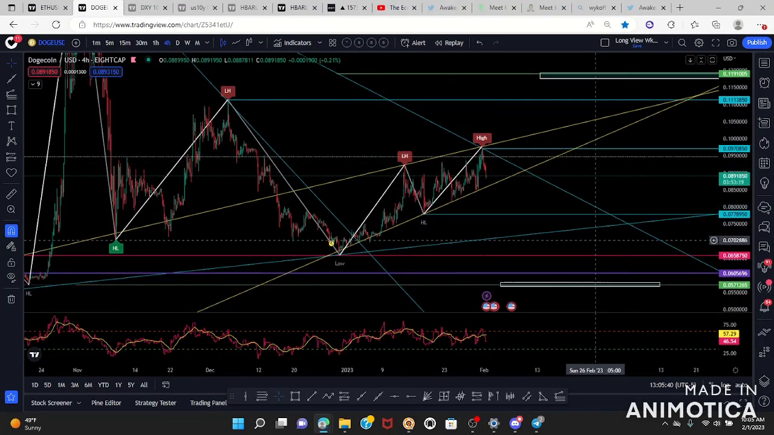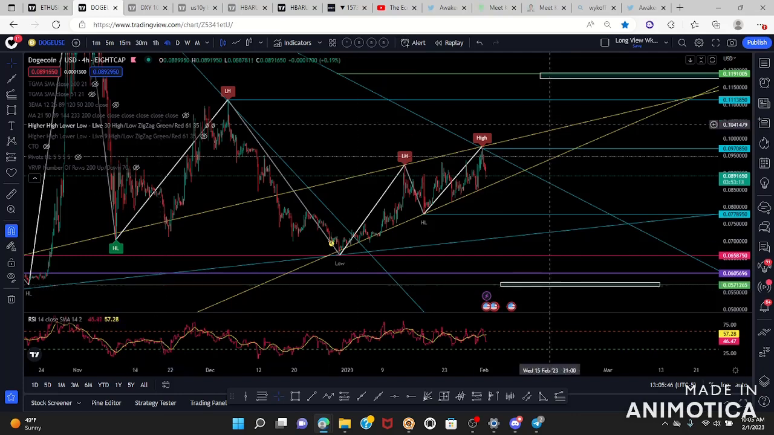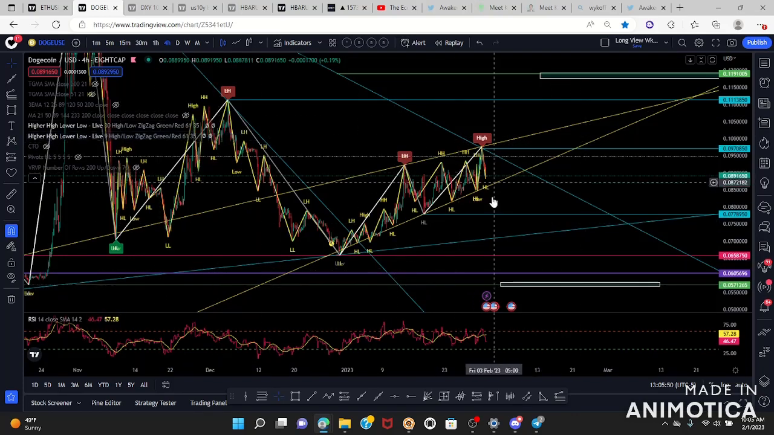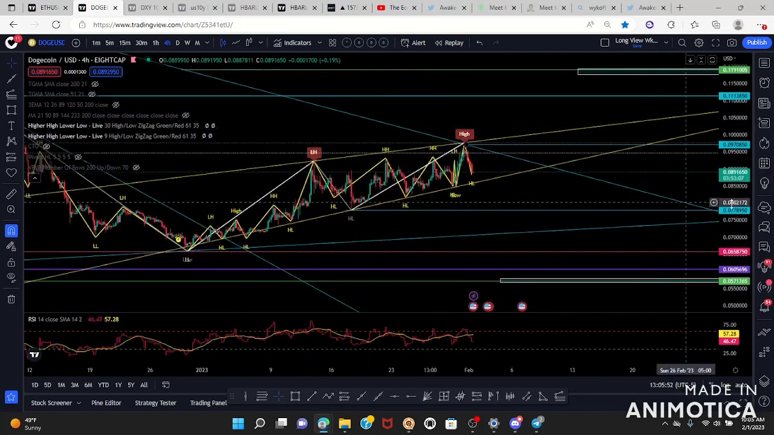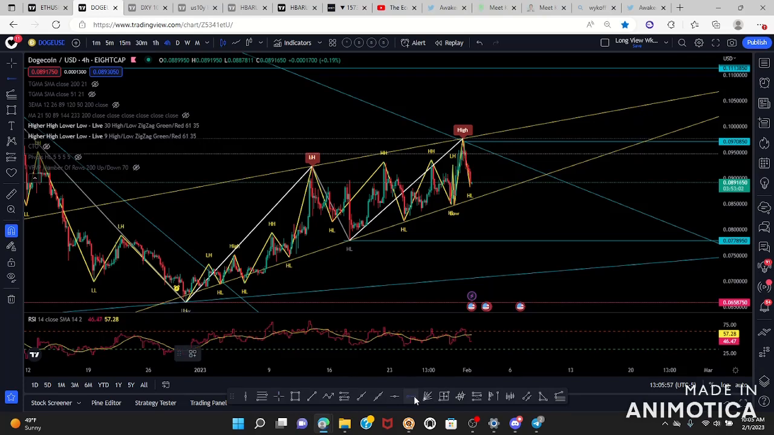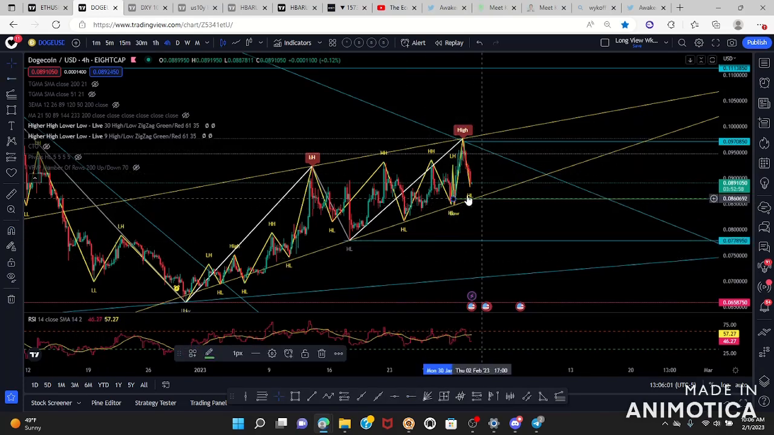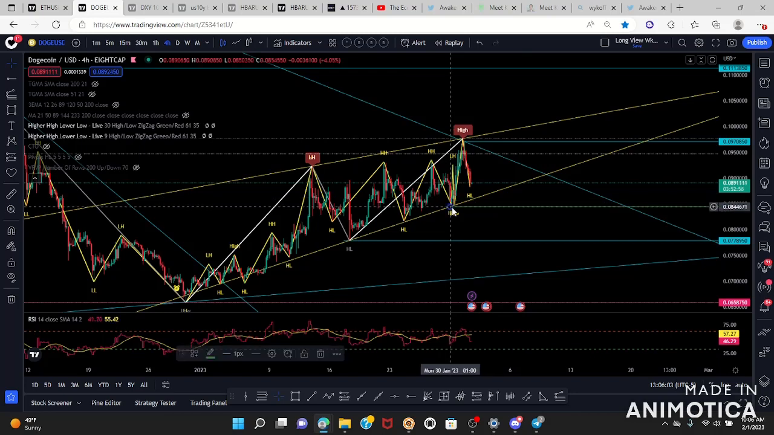So now I have my support, my resistance. I have my trend lines. Now I'm gonna set my support and resistance in the 4 hour. And again, we're just focusing on price action. So within the 4 hour, we have our lows here. Let me turn off the magnet. We have our lows here.